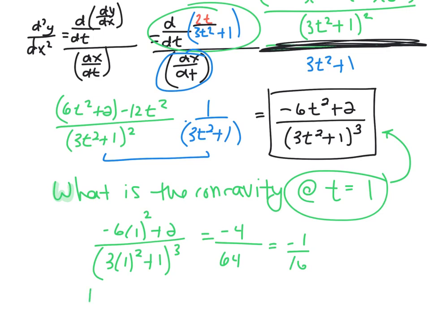What I can say is, because that second derivative, whether it's simplified or not, is less than 0, we know that the graph is concave down when time is equal to 1.